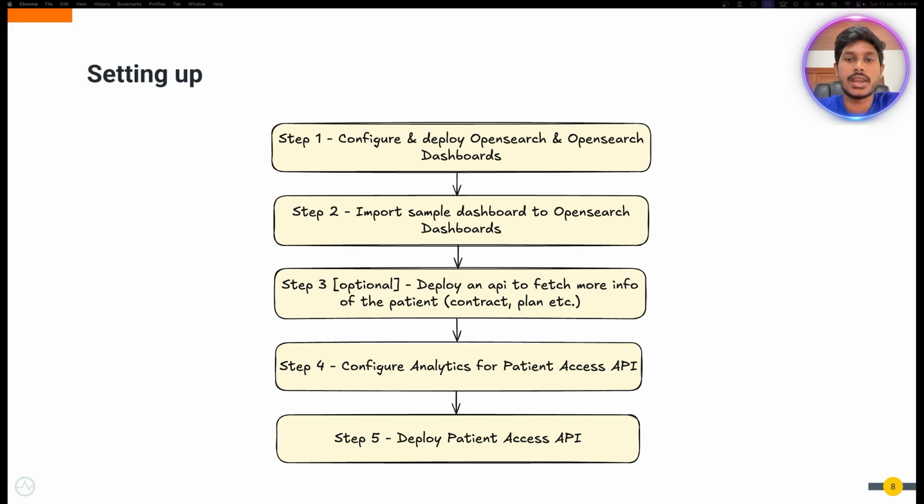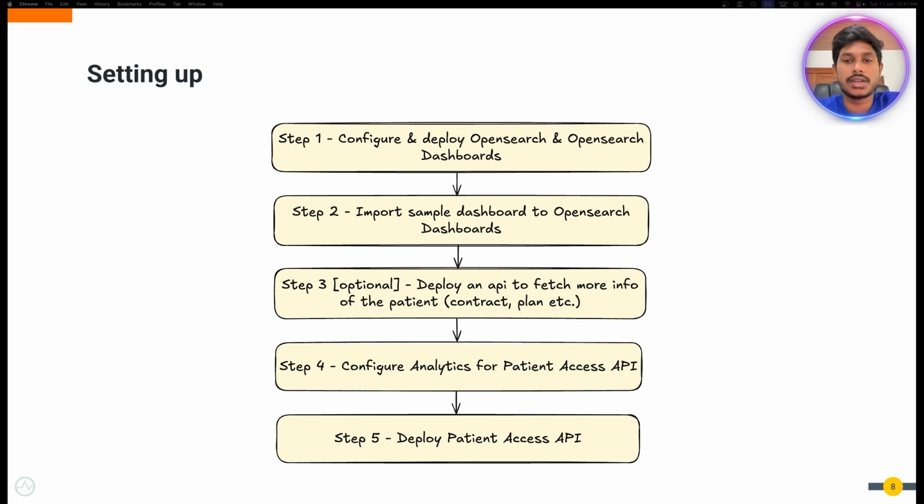First, configure and install OpenSearch and OpenSearch dashboards. You can use the provided sample Docker Compose YAML to quickly set up both. Upon successful server startup, import the provided sample dashboard, which is an ndjson file, to OpenSearch dashboards. If you need more information like current insurance plan or contract of the patient to be published, you can deploy an API to fetch those and configure them also in the config.toml.